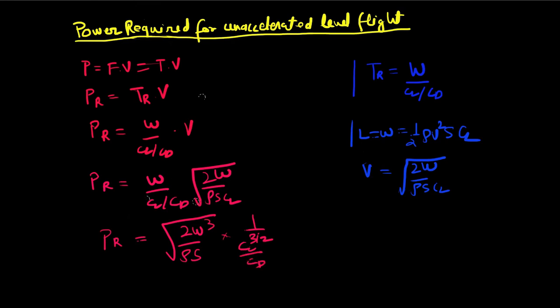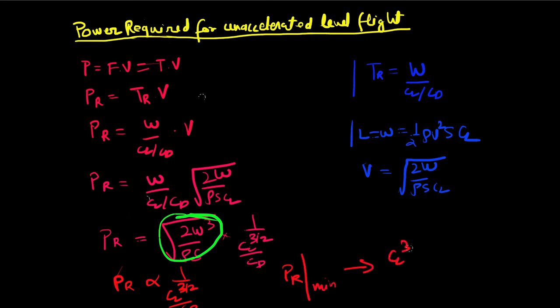So knowing that this is a constant value, we may say that power required is proportional to 1 upon CL power 3 by 2 divided by CD. For minimum power required, we may say that CL power 3 by 2 by CD should be maximum. As in our previous video we saw that for minimum thrust required we must have CL by CD to be maximum, similarly for minimum power required we must have CL power 3 by 2 by CD to be maximum. So this is the condition for minimum power required.